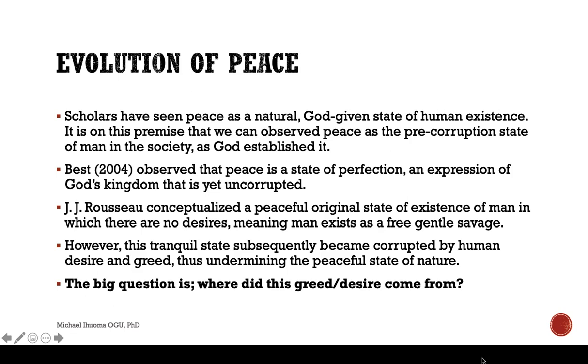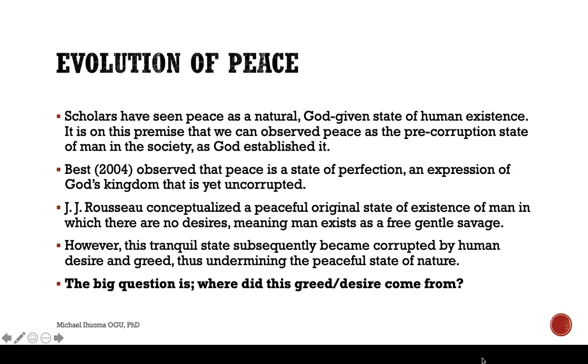So I've said that scholars have perceived that peace is a natural process. It is inherent in human interactions to be peaceful. All right, and so peace was the condition of society before corruption came in. But the question is, when did the corruption come? What was the origin of the corruption? We don't have an answer to that.